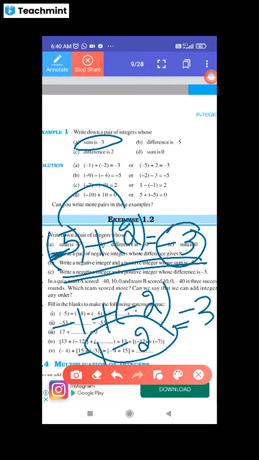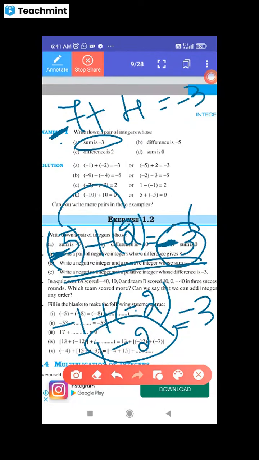Then 3 means you can find out 7 minus 4. You will get the answer 3. So here a bigger number, minus sign is there, no? So in front of the bigger number, put minus, and you must put plus here. So minus 7 plus 4 means you will get the answer minus 3. Clear?